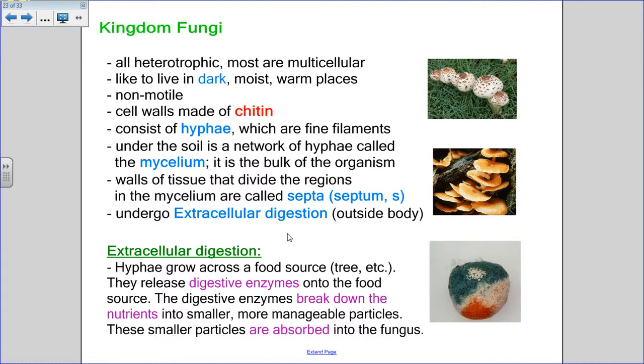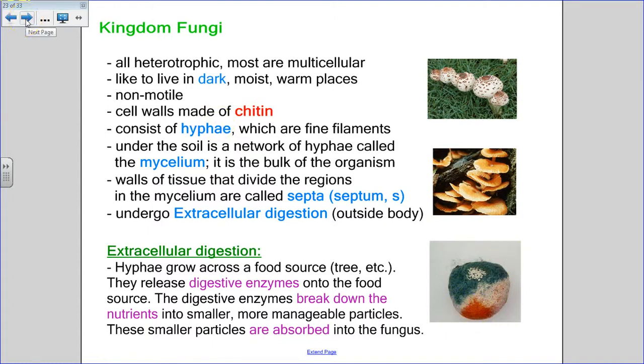Another feature of kingdom fungi is that the organisms undergo extracellular digestion. So they digest their foodstuff by, this is a description at the bottom, they grow on their food source. So this mold is growing on the orange, for instance, and the hyphae, the little filaments that are there, will release enzymes out onto the orange, and they'll break it down. And then their other hyphae will absorb the digested particles, the smaller particles, back in so that they can be nourished and have energy.